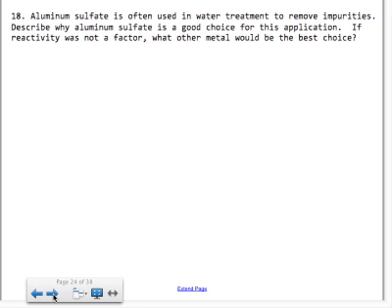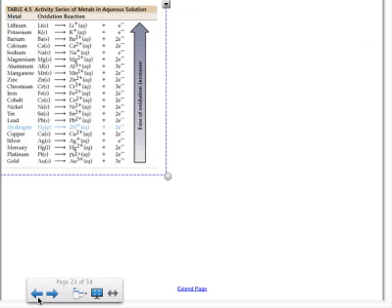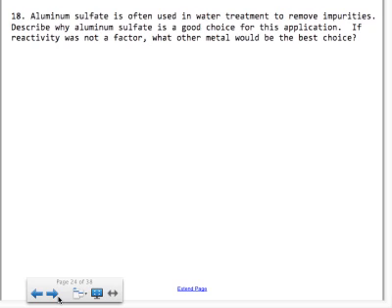Okay, aluminum sulfate is used in water treatment because aluminum is reactive, which means that it will react with a lot of the impurities that are in the water. It also forms solid precipitates many times when it reacts with other impurities in the water. So the aluminum will react with a lot of things, and it will also form solids, which you can then filter out of the water.